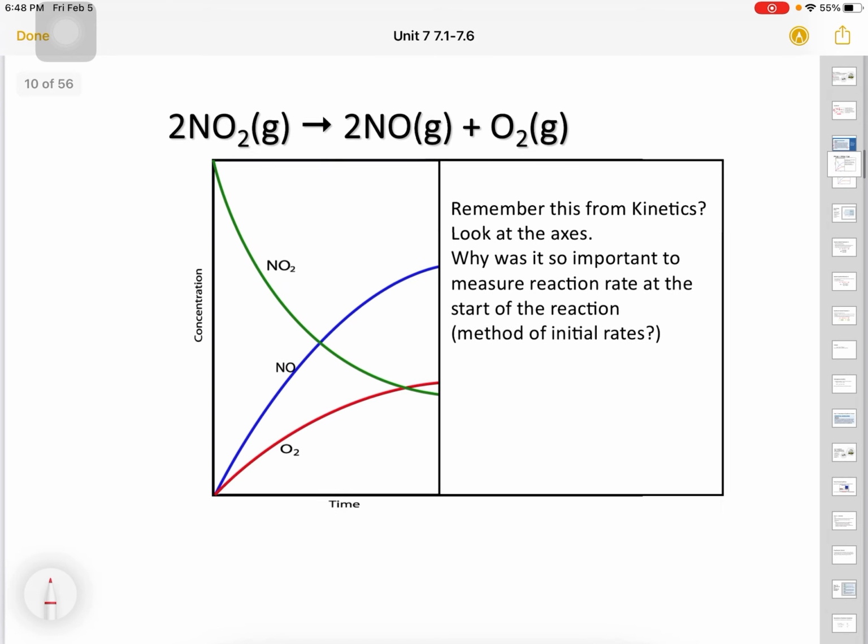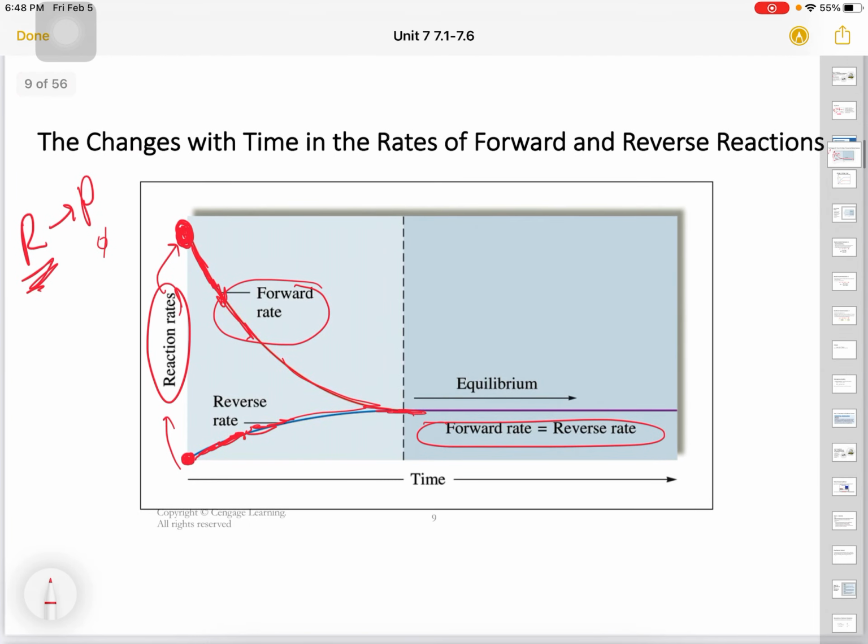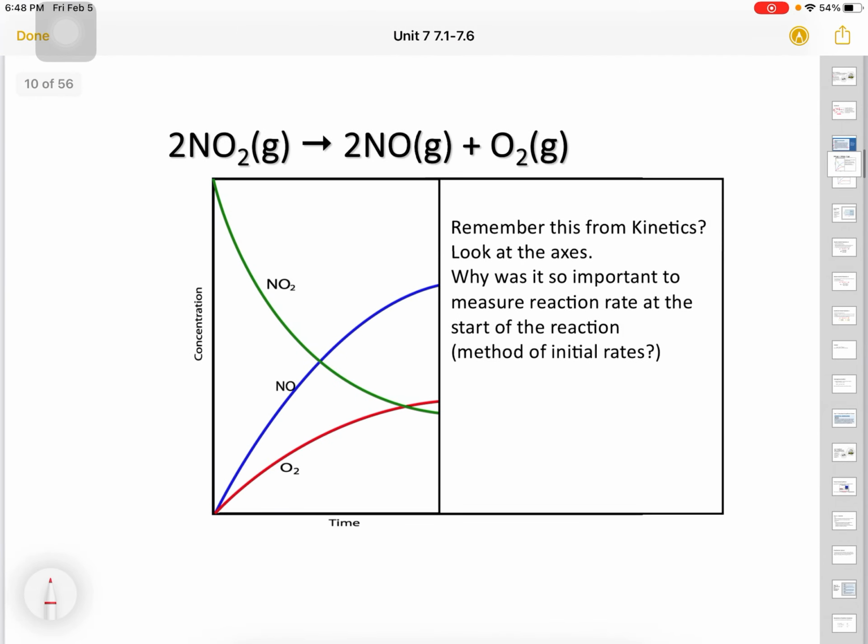Now, this graph is different. Look at the axes. The axis on this graph is rate versus time. The axis on this graph is concentration versus time. So this is very similar to what we looked at in the kinetics unit. We were measuring the initial rates of reaction because as reactions proceed, you might not have those obvious differences in the reaction rates. You have these steep slopes initially, okay?